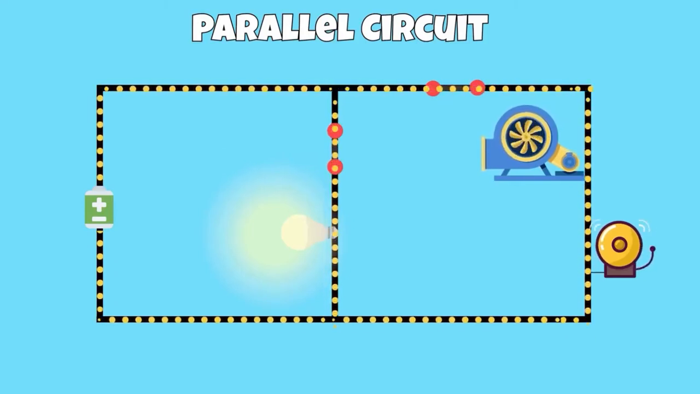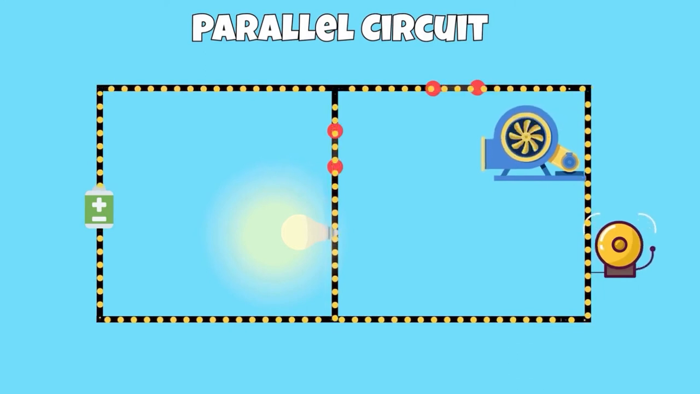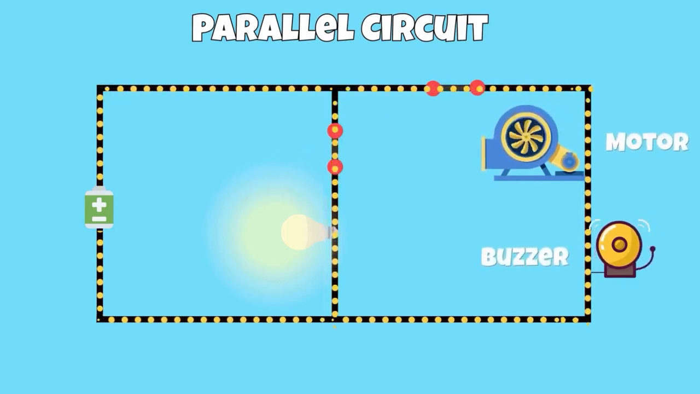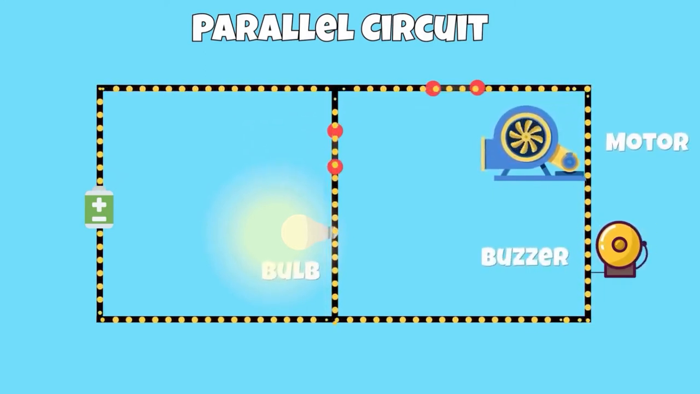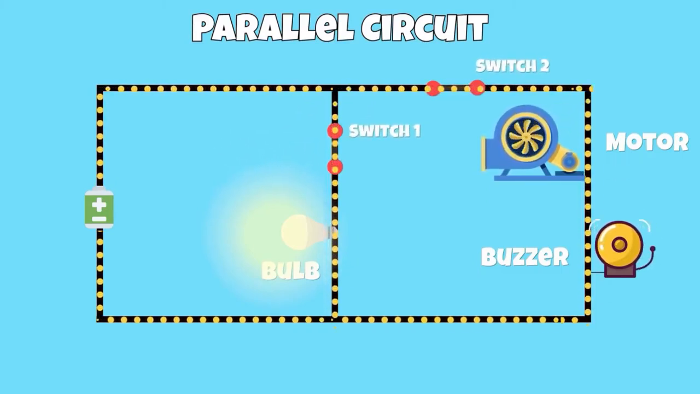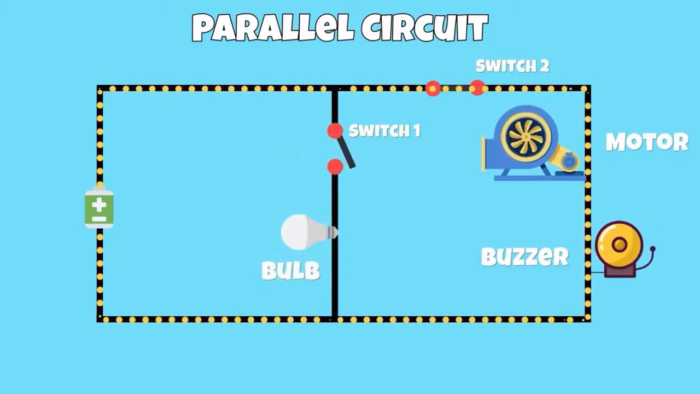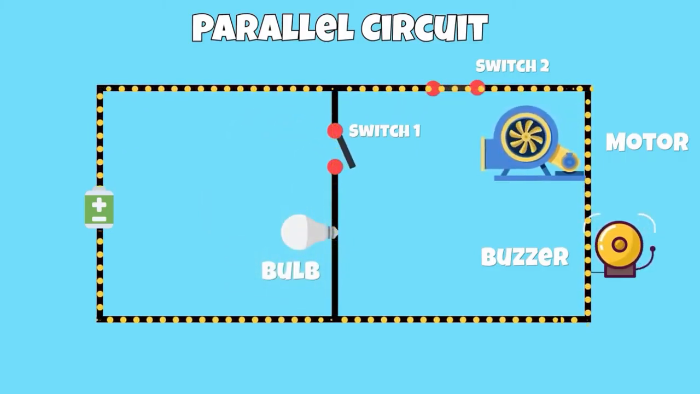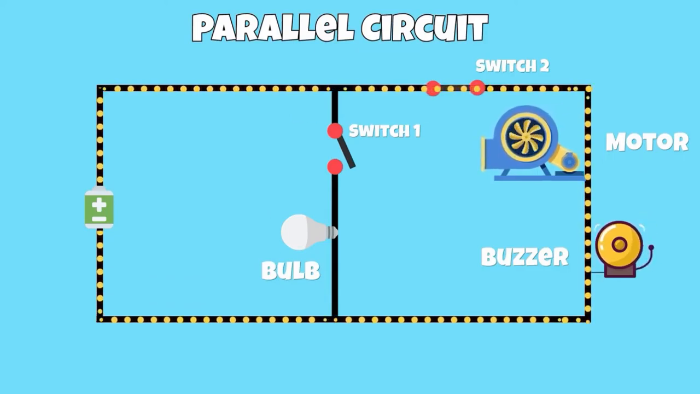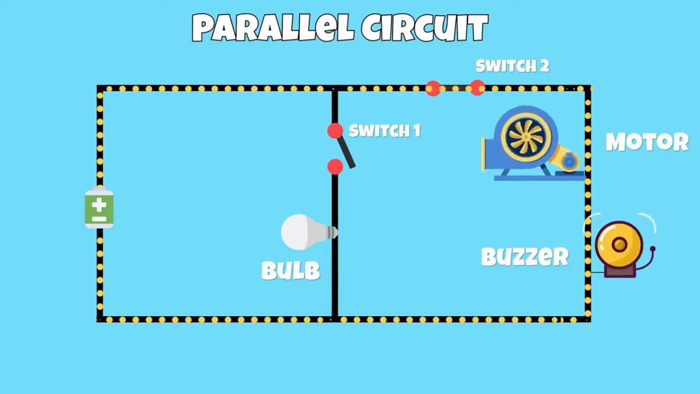In this example, we have a parallel circuit with multiple switches. As we can see, electricity is flowing through multiple paths, powering the motor, buzzer, and the light bulb. Now, what would happen if we were to open switch 1 in this circuit? If we were to open switch 1, we still have a complete path for electrical energy to flow through. Both the buzzer and motor will stay powered on, but the light bulb will turn off.